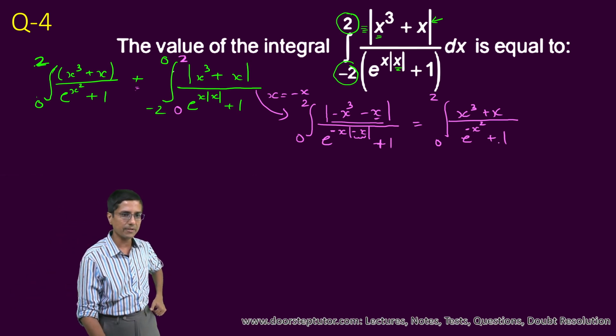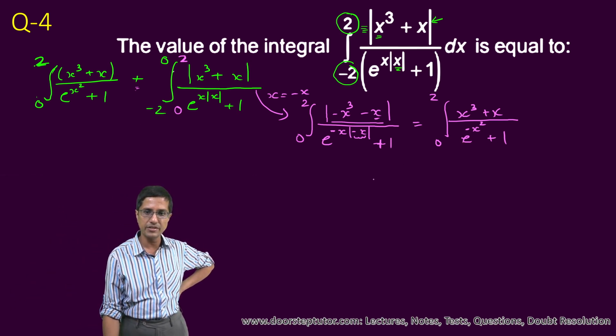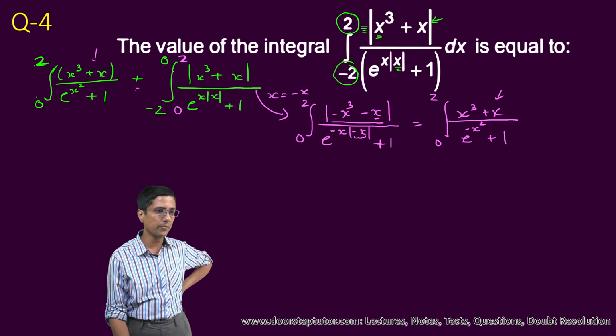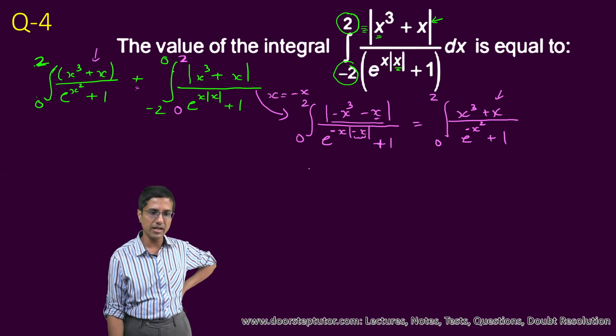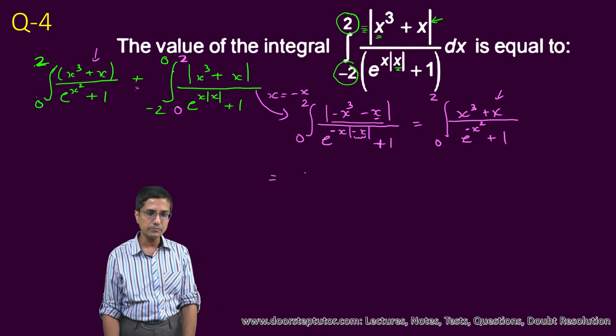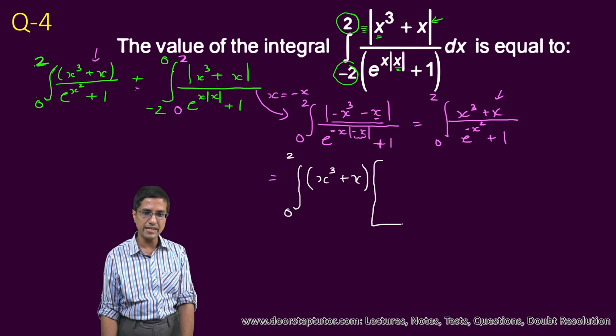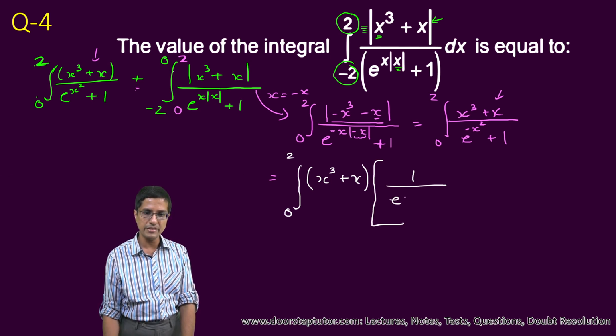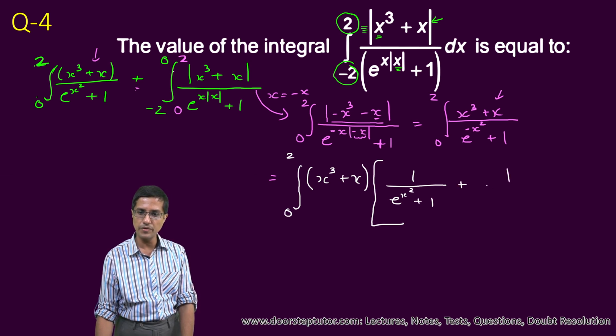Now we bring both the terms together, this term and this term together. X cube plus x, the numerator is common. The limits of integration are also common. So what I can write from here on is 0 to 2 of x cube plus x, and then what do I get in the square brackets? This is 1 upon e raised to power x squared plus 1 plus 1 upon, from here I will get 1 by e raised to power x squared plus 1.